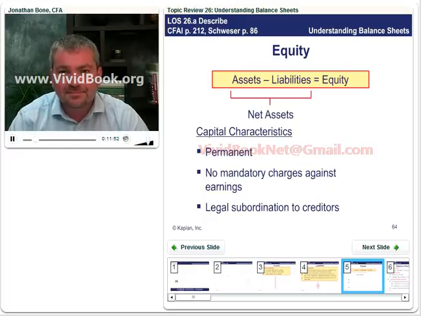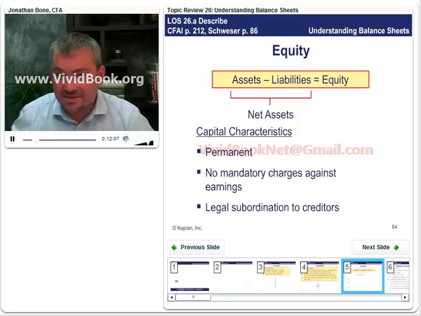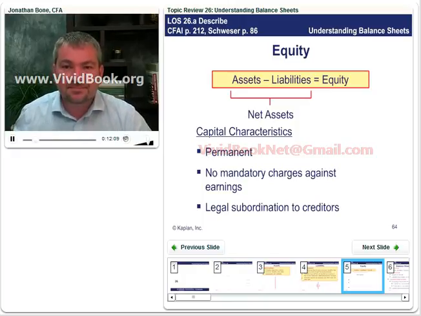and vote them out. Legal subordination to creditors, well, this is simply saying in a liquidation, it's the shareholders that get their cash back essentially last. So we pay off all of the liabilities, then the preferred stock, and then finally the common stock, providing there are sufficient assets to do so.